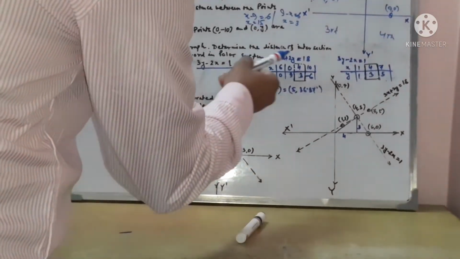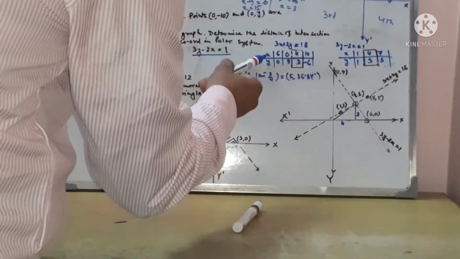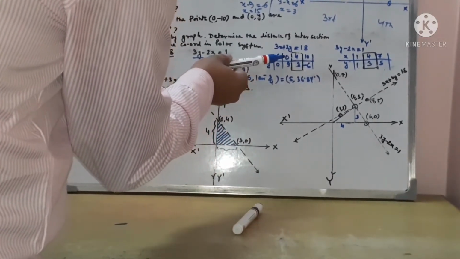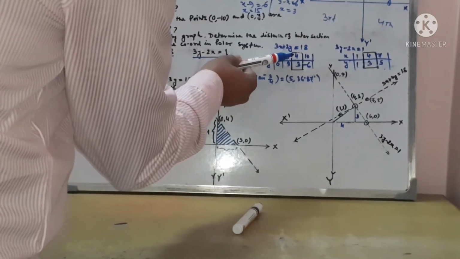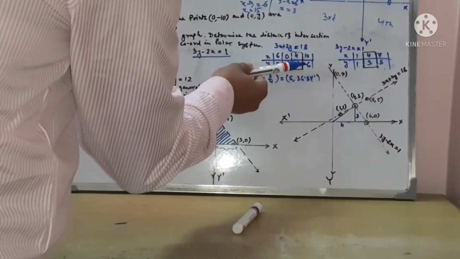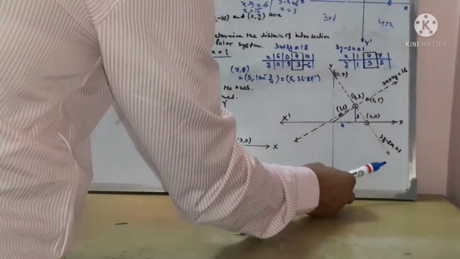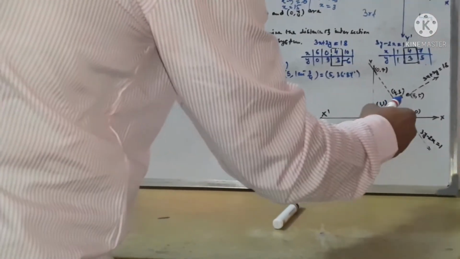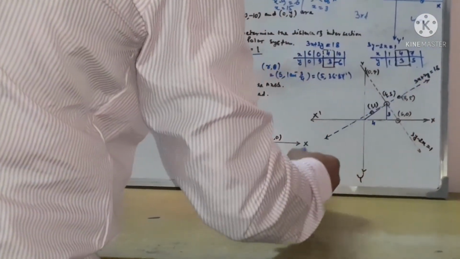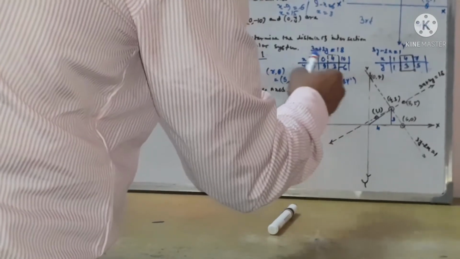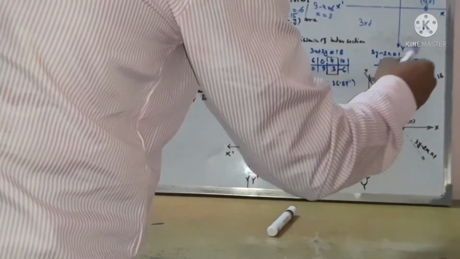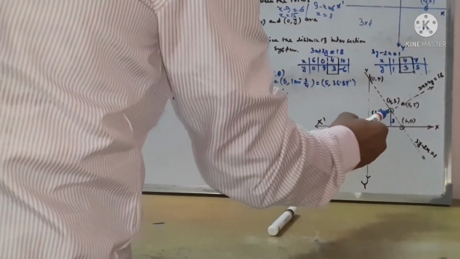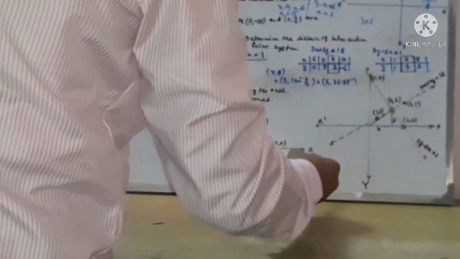Here, for 3x plus 2y equal to 18, the set of points are x equal to 6, y equal to 0; x equal to 0, y equal to 9; x equal to 4, y equal to 3; and x equal to 10, y equal to minus 6. This is the 3x plus 2y equal to 18 line, and an infinite number of points are situated on this line. Here we have considered only 4 points. Other than these 4 points, an infinite number of points are situated on this line 3x plus 2y equal to 18, like this.